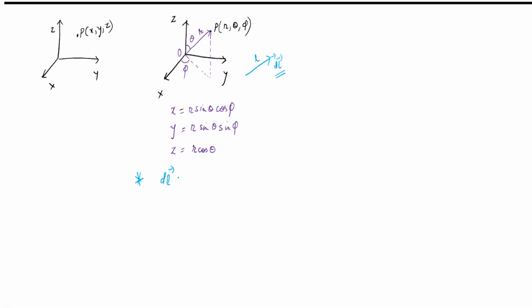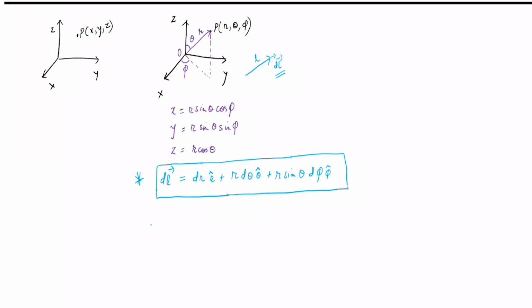So the incremental vector, can someone tell me how do we write the incremental vector? One is dr, along the r cap direction, then r d theta, theta cap, plus r sine theta d phi, phi cap. So this expression is very important. We are going to use this expression most of the time.